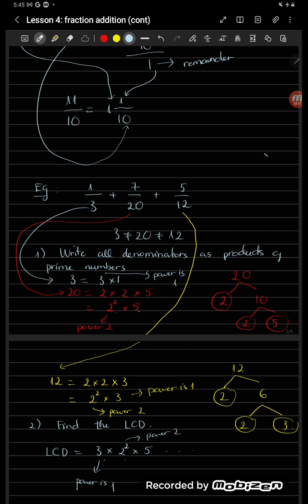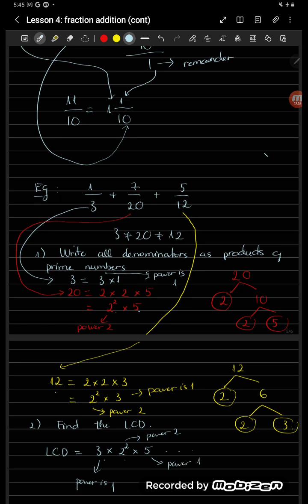Okay, so now we look at number 5. It's a similar thing. Number 5 does not appear in 3. Number 5 does not appear in 12. It only appears in 20. And the highest power of number 5 in 20 is 1. So that's why the number 5 here also has a power 1.